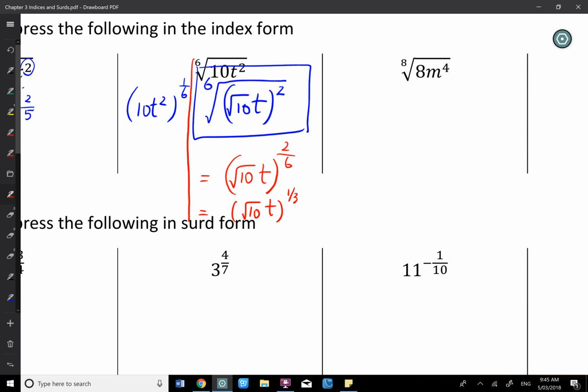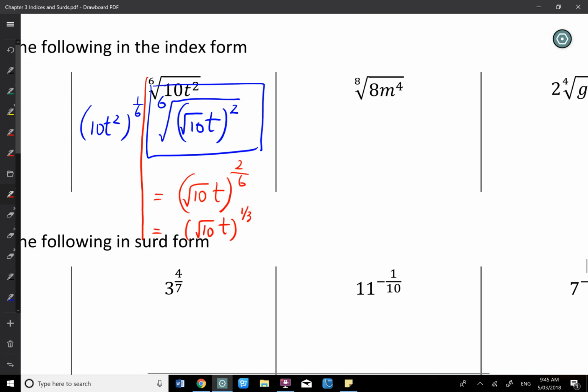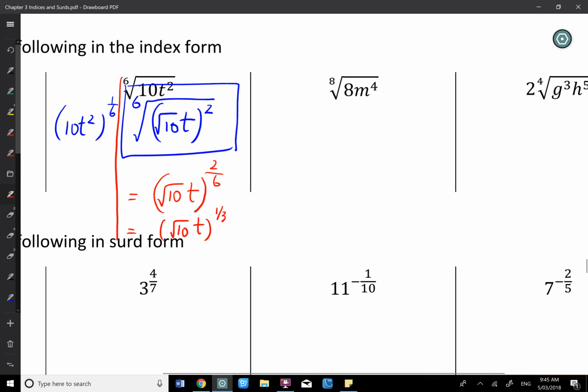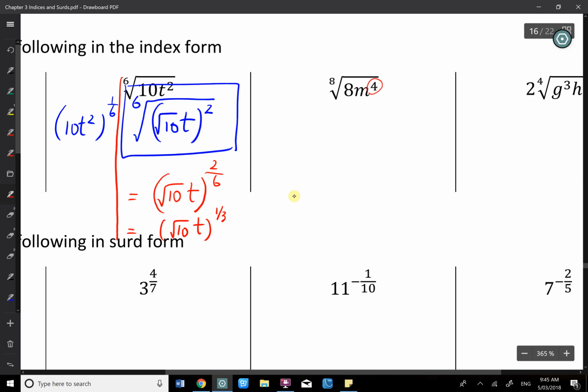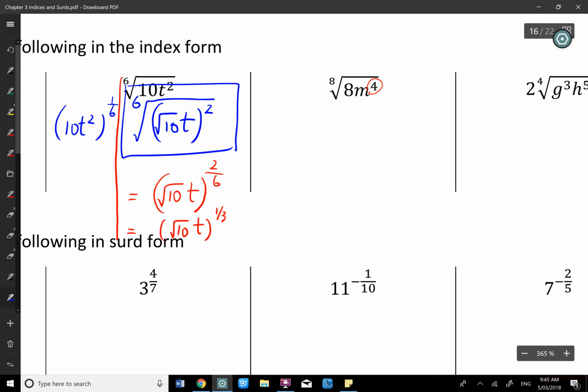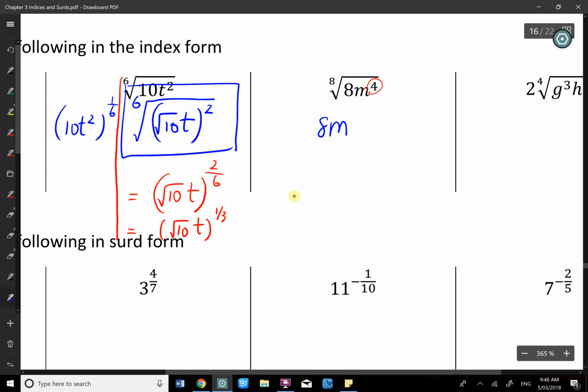Okay, let's have a look at the next one. You can see the 4 is not the power for everything again. And also 8 is very hard to make into something to the power 4. 8 is 2 to the power 3, it's not going to become 2 to the power 4. So what I will do is 8m to the power 4, everything with a root, 1 on 8.